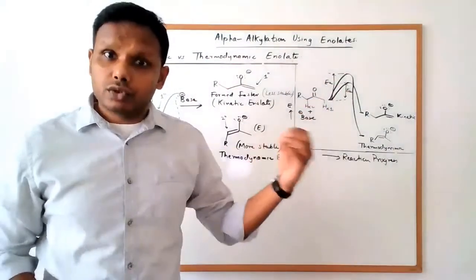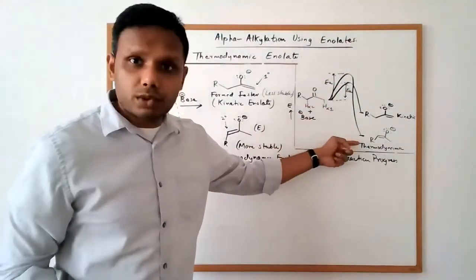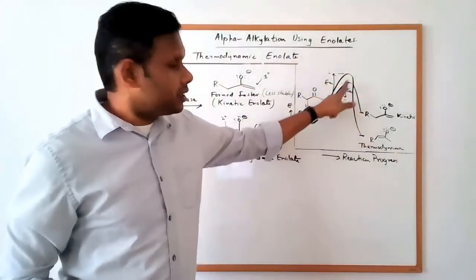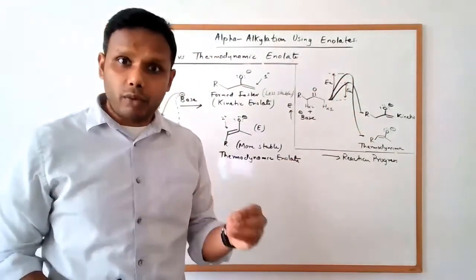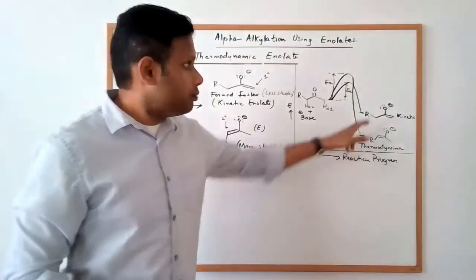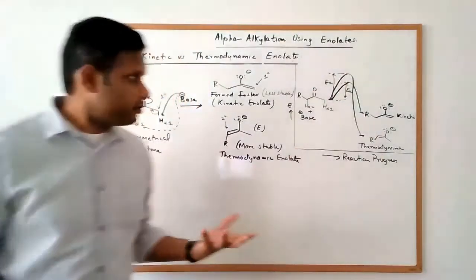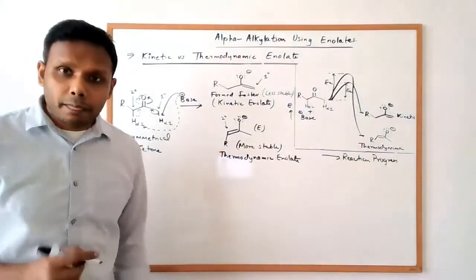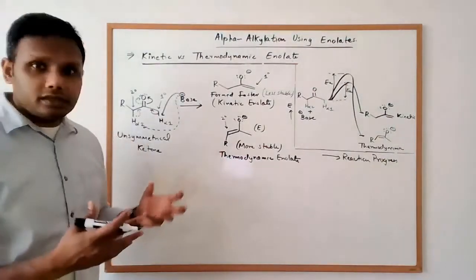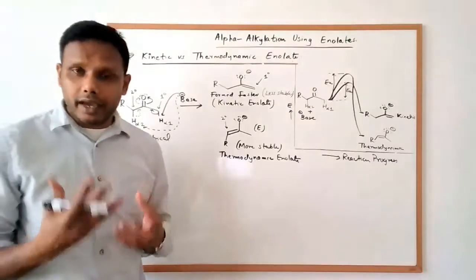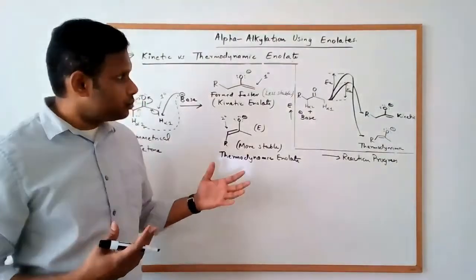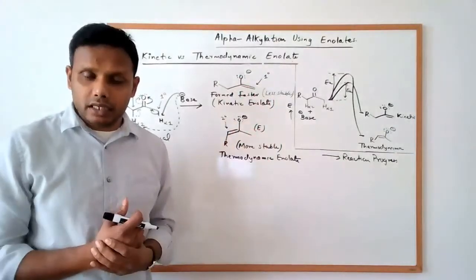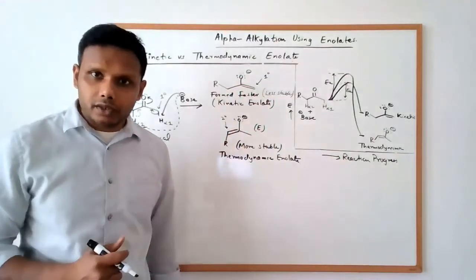So it is formed slowly, but it is more stable. The activation energy needed to form the kinetic enolate is lower, and so it is formed much faster, but it is less stable. Okay, so those are the kinetic and the thermodynamic enolates. Now let's see how we can change or control the reaction conditions to favor the formation of the thermodynamic or the kinetic enolate, one versus the other.